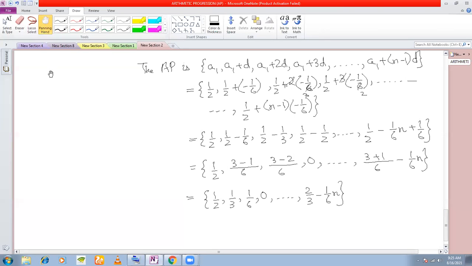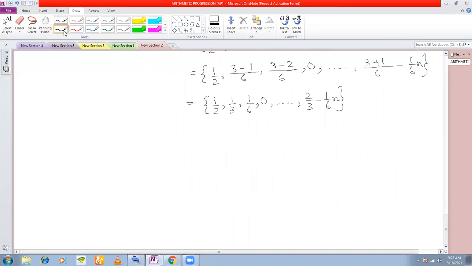Okay, now let us see. Now every set cannot be in AP, right? How to check whether a set of numbers is in AP? Any set of numbers I give you, how do you check if they are in AP? And if they are in AP, then how to write down the first term and the common difference and the other terms. Let us consider this problem.